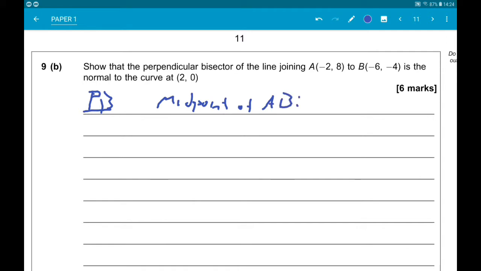So midpoints are the mean coordinates of the ends. So the x-coordinate is minus 2 minus 6 divided by 2. So that's minus 4. And the y-coordinate is going to be 8 minus 4 divided by 2. So that's 2. Okay, now we're also going to need the gradient of the perpendicular bisector. To get that, we're going to need to find the gradient of AB.